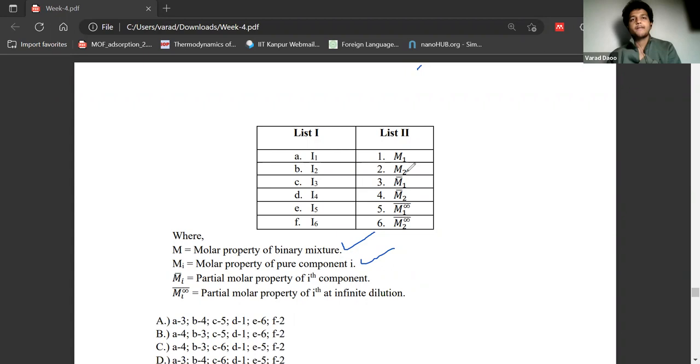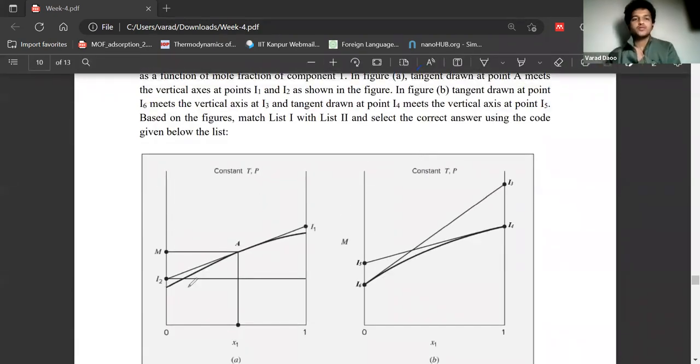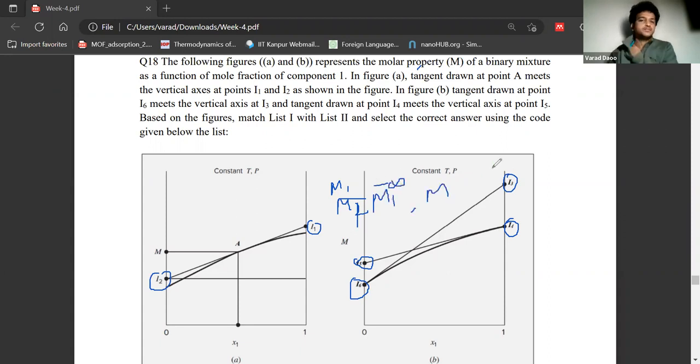I'll give you a couple of minutes to solve it. So I2, I1, I3, I4, I5, and I6. I've highlighted the points. Which of them is M1? Which of them is M1 bar? Which of them is M1 bar infinity? And which of them is N, or whatever we have mentioned in here?